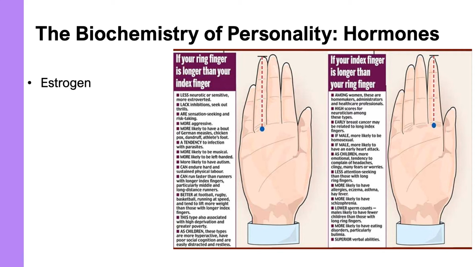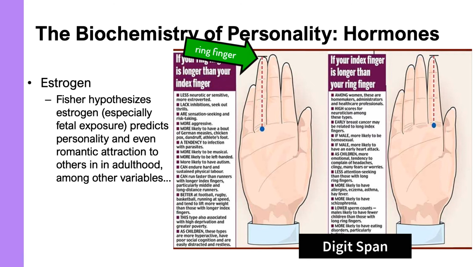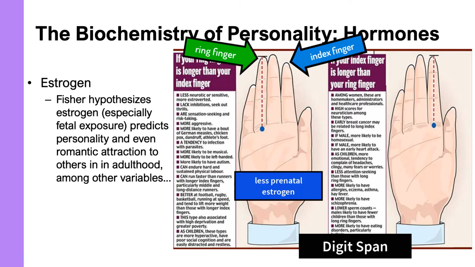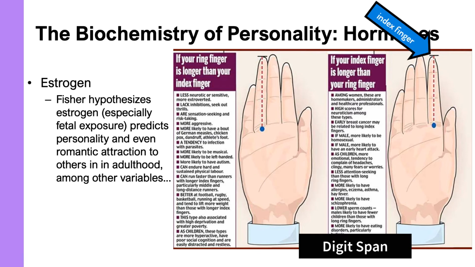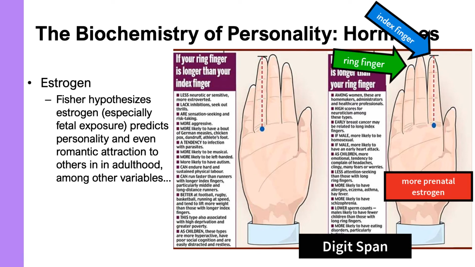But basically what you do is you identify whether your ring finger is longer than your index finger. So this is digit span or digit length. If your ring finger is longer than your index finger, then that means that you probably were not exposed to as much estrogen as somebody whose index finger is longer than their ring finger. So that's the case over here. Index finger is longer than the ring finger. This is typical for women.